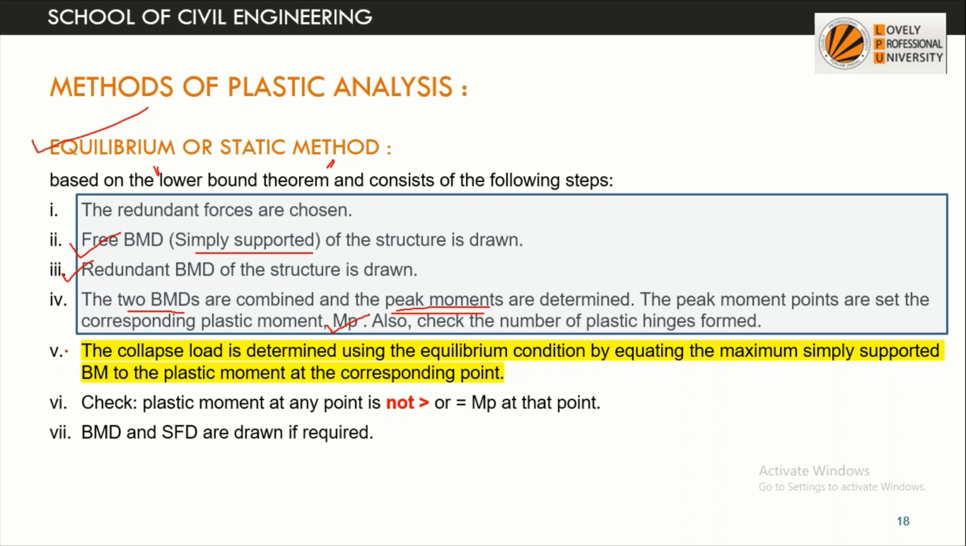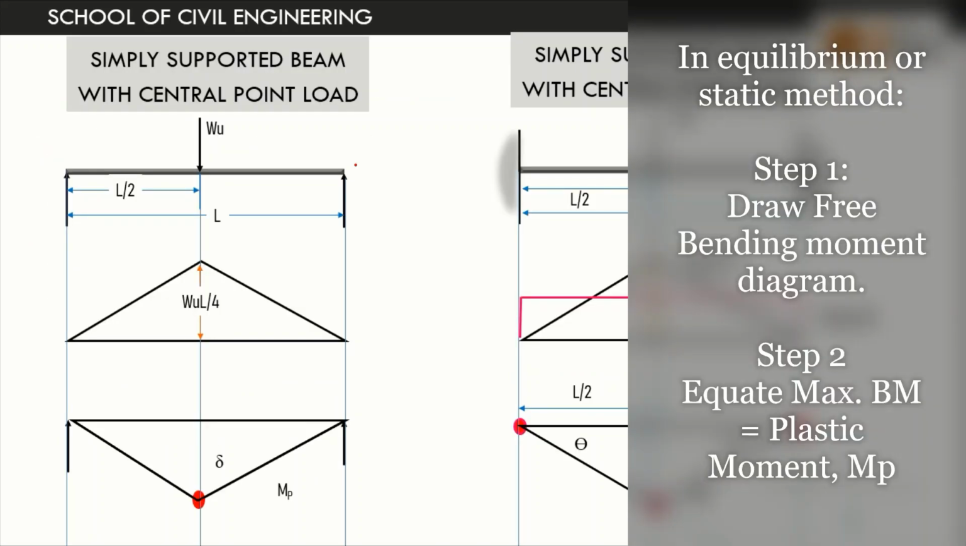Now the collapse load is determined using the equilibrium condition, by equating the maximum simply supported bending moment to the plastic moment at the corresponding point. So we'll take a look. This is a case of a simply supported beam subjected to a load W at the midspan, and this is the corresponding bending moment diagram. The central ordinate is the maximum, with value WL by 4, and this is the deflected shape.